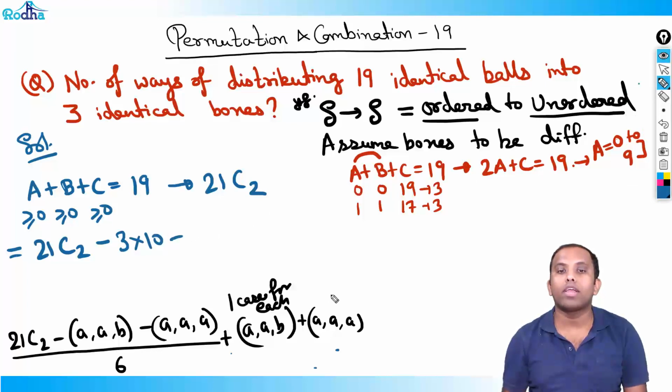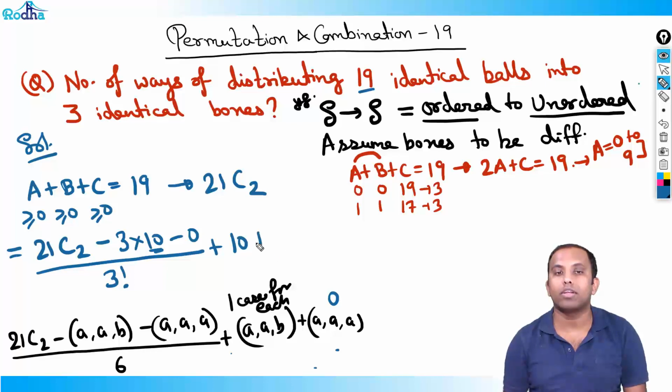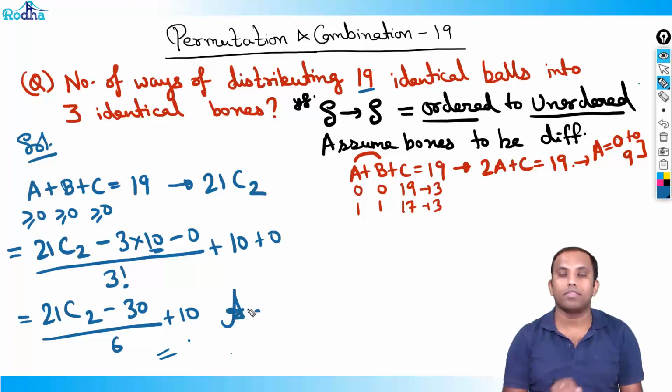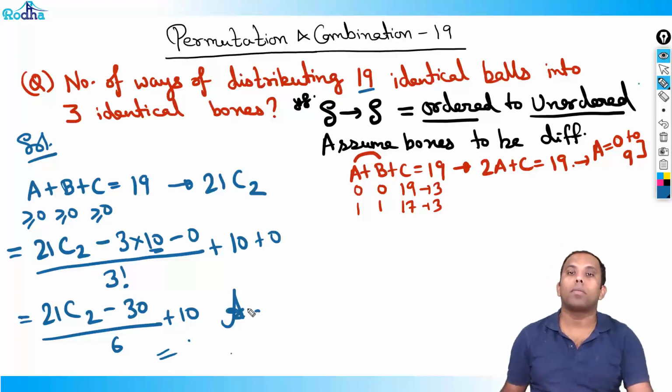Minus, now there are 0 cases of AAA because 19 is not a multiple of 3. So for AAA, 0 cases. Minus 0. Divide by 6, that is 3 factorial. Plus add back these 10 cases, and this is 0, so nothing to add, right? So what is the answer? The answer is 21C2 minus 30, divided by 6, plus 10. We can solve it to get the answer. A super concept it is, applied in this kind of question to solve it very nicely.